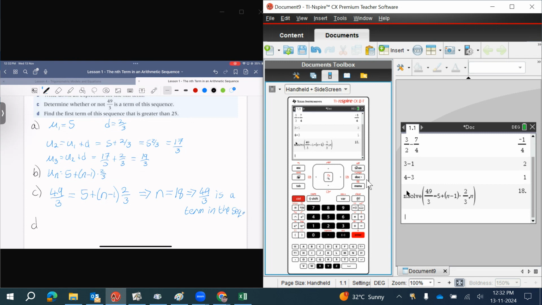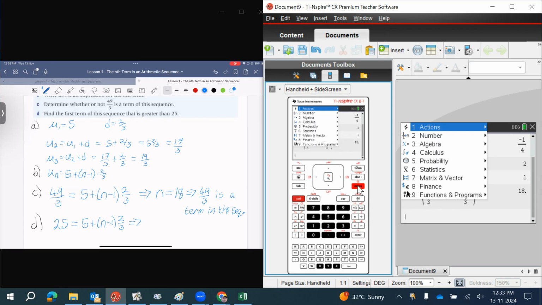Okay, let's try the last question. Find the first term of this sequence that is greater than 25. Another key skill on this one, and this is where it gets a little bit tricky, is we're going to solve this with an equation. What equation do we want? 25 equals 5 plus n minus 1 times 2 over 3. Nsolve this. What do you get? And what does that mean?